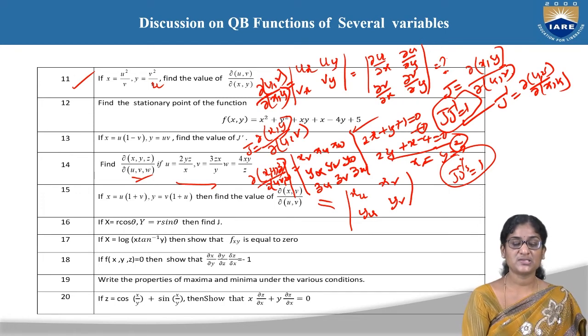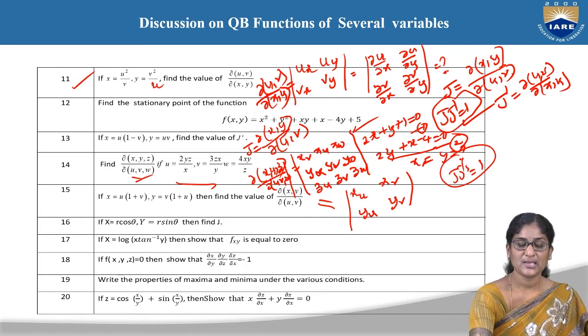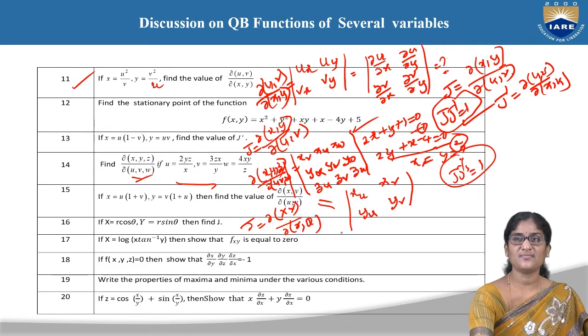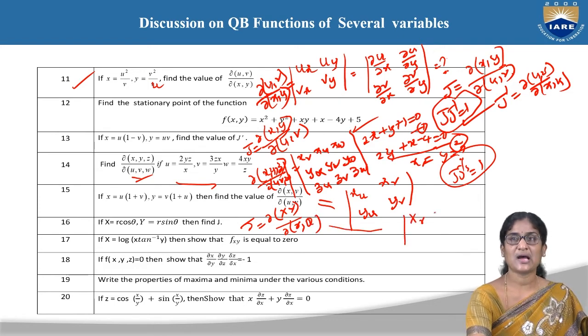Next one, 16th question. If x is equal to r cos theta, y is equal to r sin theta, find the value of j. Here what does the j value represent? It represents the partial derivative of x comma y with respect to r comma theta. So how to give this in terms of matrix form? It can be given as xr x theta, yr y theta. It can be given in this form.